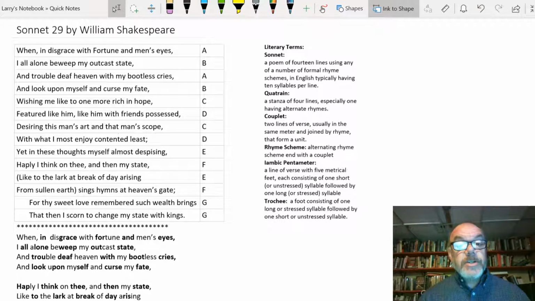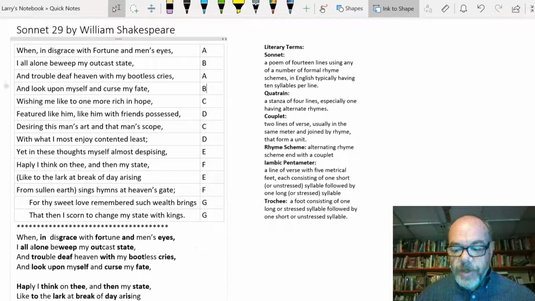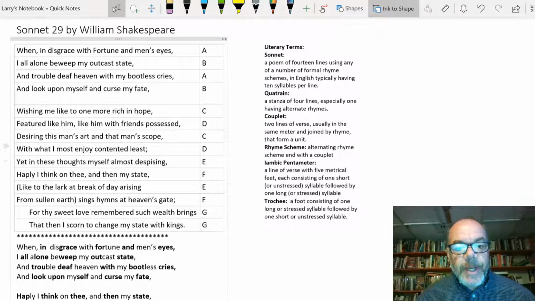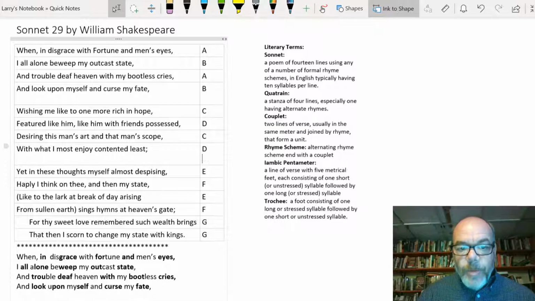All right, so there's the overall definition. Now the next literary term is the quatrain, and I just want to quickly show you what the quatrain looks like on the poem itself. I'm going to now separate the poem into three quatrains and the couplet.